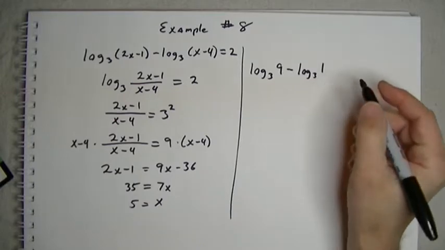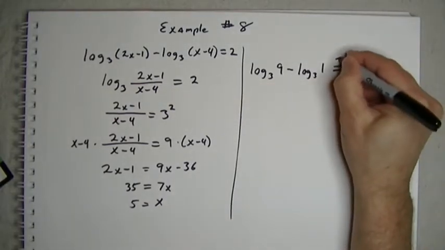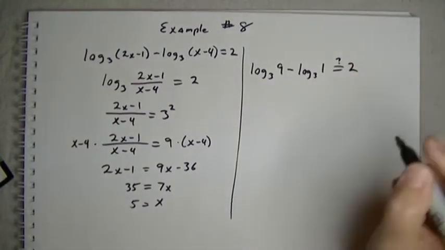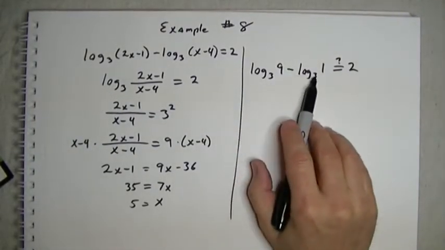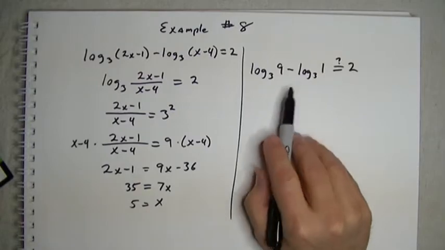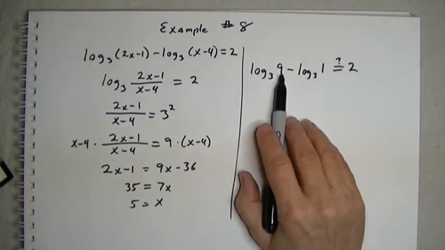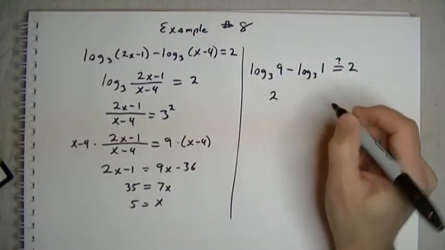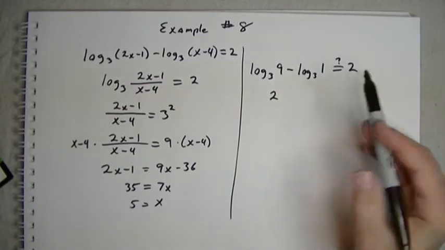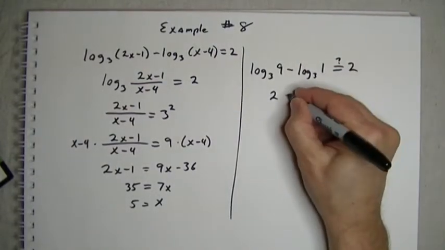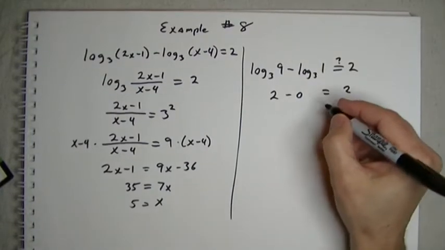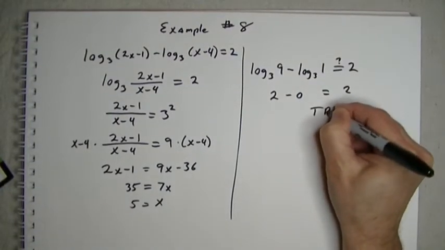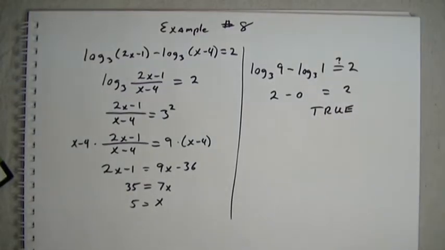Okay? And we're hoping all this equals 2 when we're done, right? Well, these are pretty straightforward problems. We know that, what do I put on a 3 to get a 9? I put a 2. What do I put on a 3 as an exponent to get a 1? Obviously a 0. And 2 minus 0 is 2. So this is declared true. And that's example number 8.